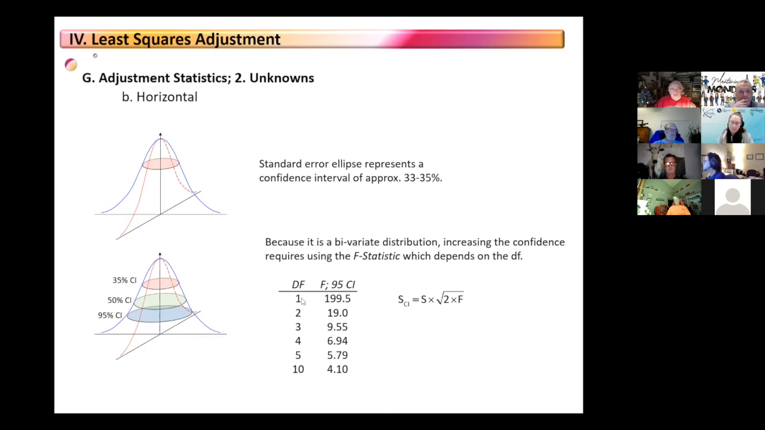So for instance, a typical setup is for a confidence interval of 95%. The F statistic for 1 degree of freedom is 199.5. For 2 degrees of freedom, it's 19.00. You can see it drops off very quickly here, so that the standard deviation, or the size of an error ellipse axis, semi-major, semi-minor, is equal to the standard one times the square root of 2 times the F statistic. So if I only had 1 degree of freedom in my network, and I want a 95% confidence interval, it would be 199.5 times 2, take the square root of that, which is still a huge number, times S. So you can see that my 95% confidence interval is going to be relatively large.